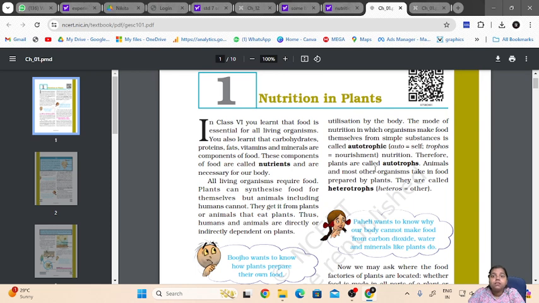But there is a special thing which is taking place in plants. They do not depend on anyone. They make their food by themselves. Whereas animals, including us human beings, depend on others. That means we are directly or indirectly dependent on plants or other organisms for our survival.